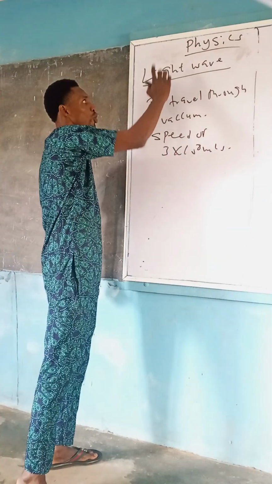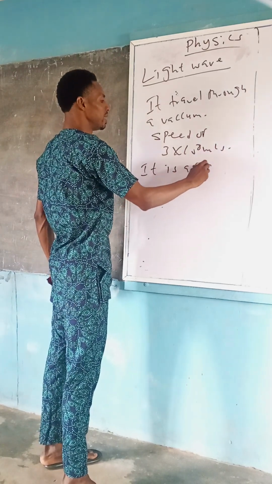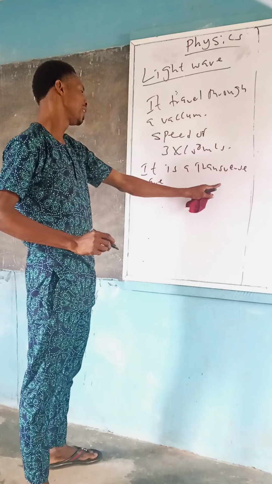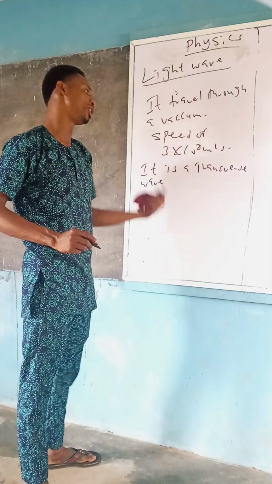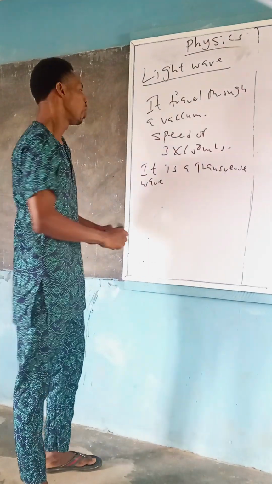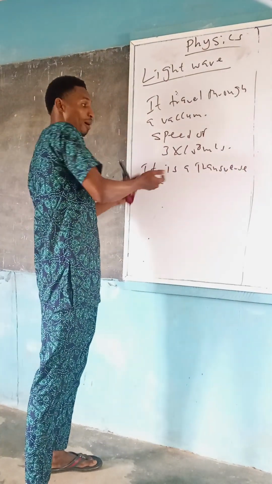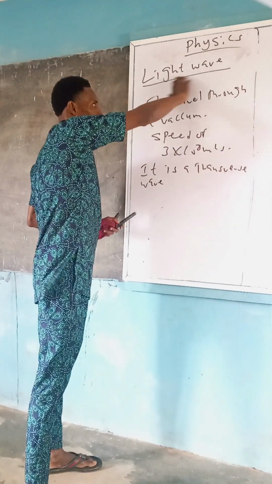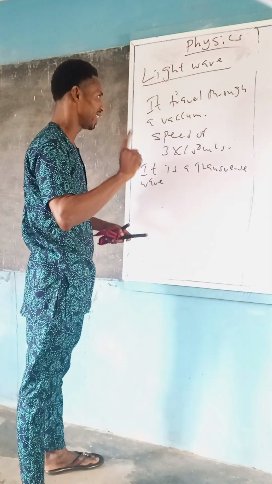And in that case, you have to know that light is a transverse wave. When we say that light is a transverse wave, it means light travels perpendicularly to the direction of its vibration, and light can be polarized. Light is polarized because it's a transverse wave. Don't forget that point.